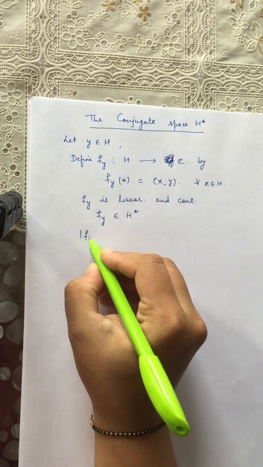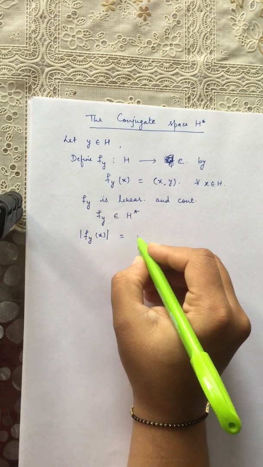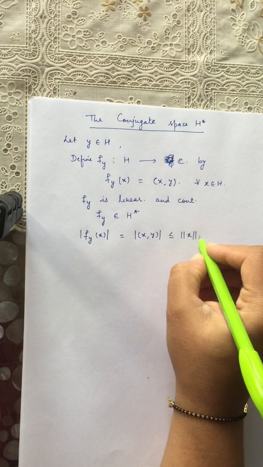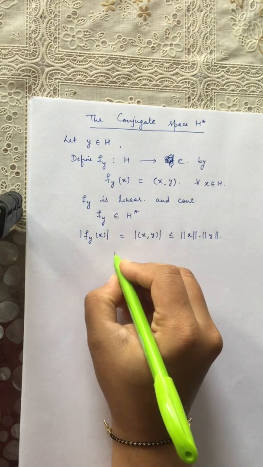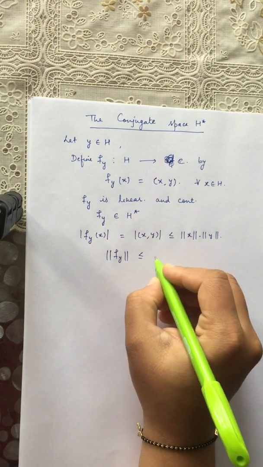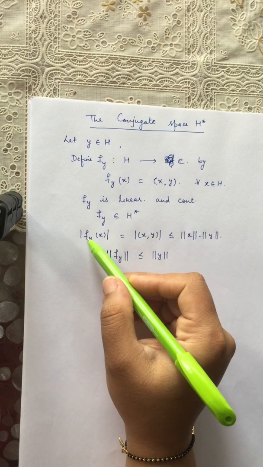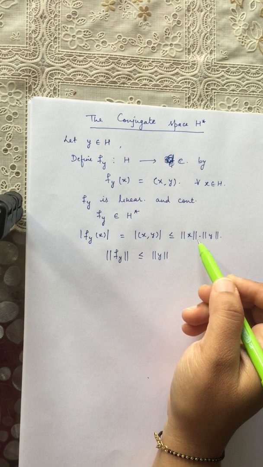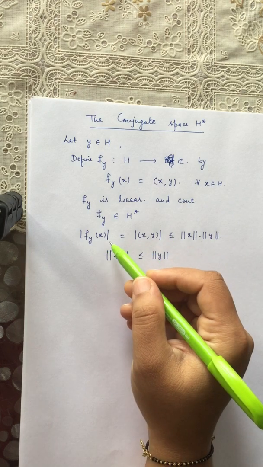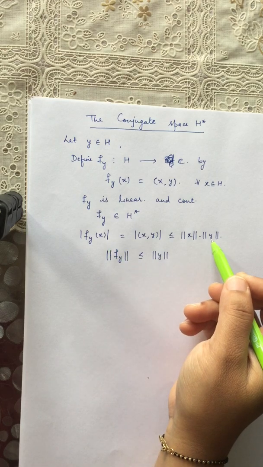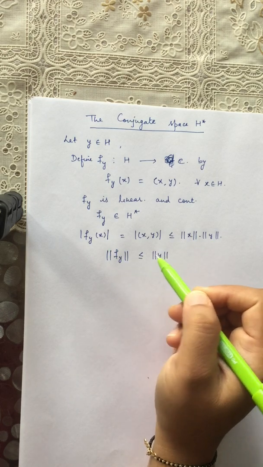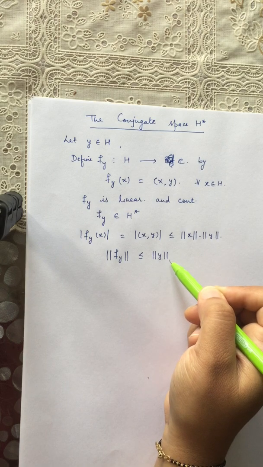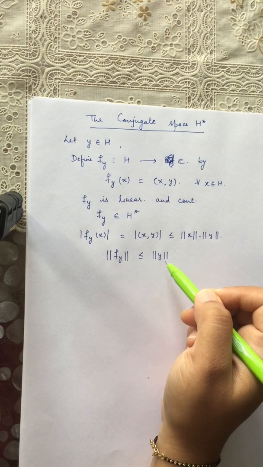And secondly, mod of fy x, this is mod of inner product xy, and by Cauchy-Schwarz inequality we have this is at most norm x into norm y. So from this we can say that norm of fy is less than or equal to norm y, because we have proved mod of fy at x is less than or equal to norm y into norm x. Whenever we prove norm of tx is less than or equal to k into norm x for any linear operator t, then we can say norm of t is less than or equal to k. So this norm fy is less than or equal to norm y.